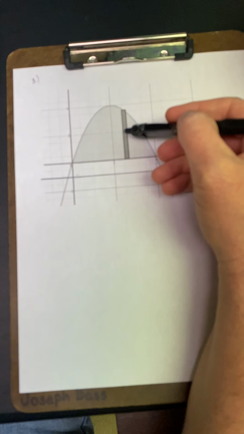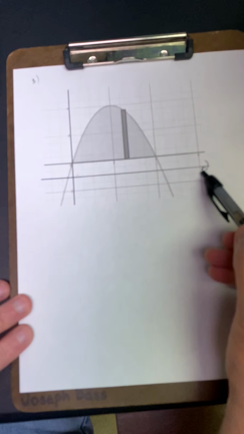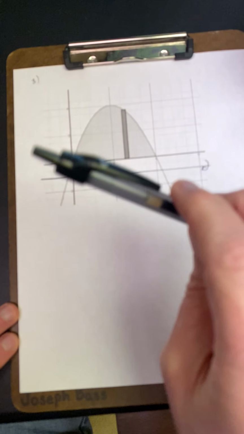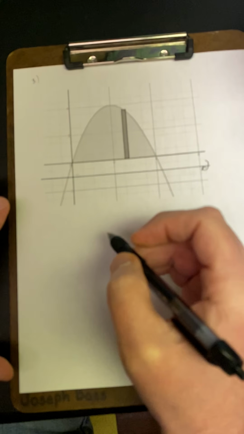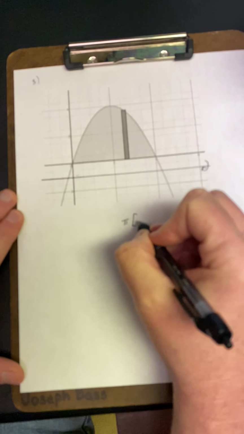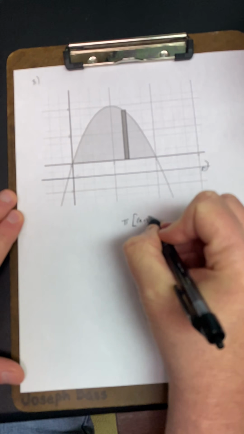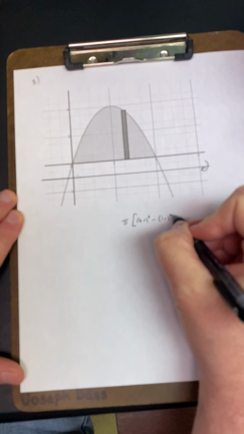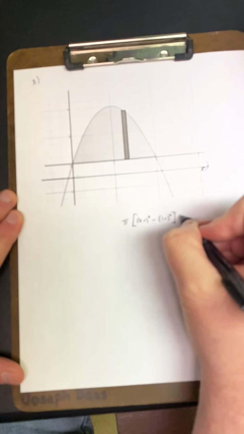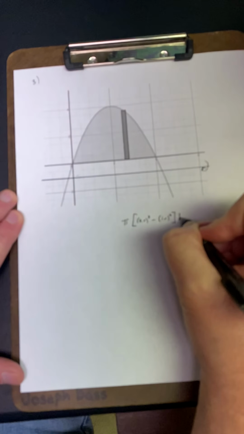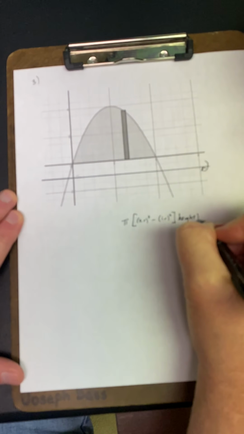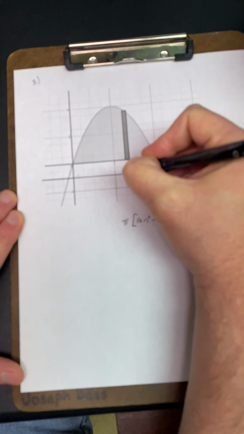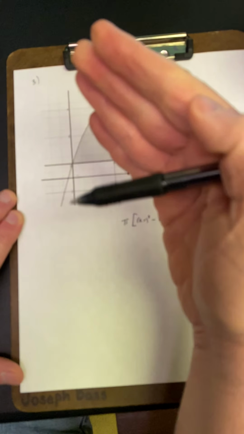So if I take that rectangle and revolve it about that axis, I'm going to get a washer. And the volume of a washer is pi times the outer radius squared minus the inner radius squared, times the height of the washer. So in this case, here's my center. That's where I'm revolving about.